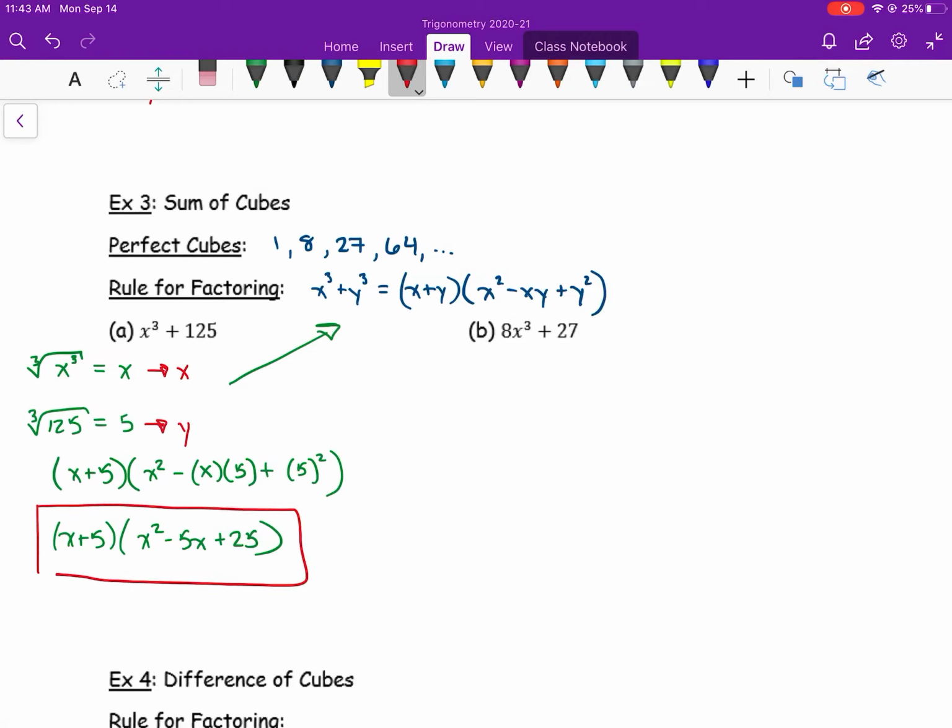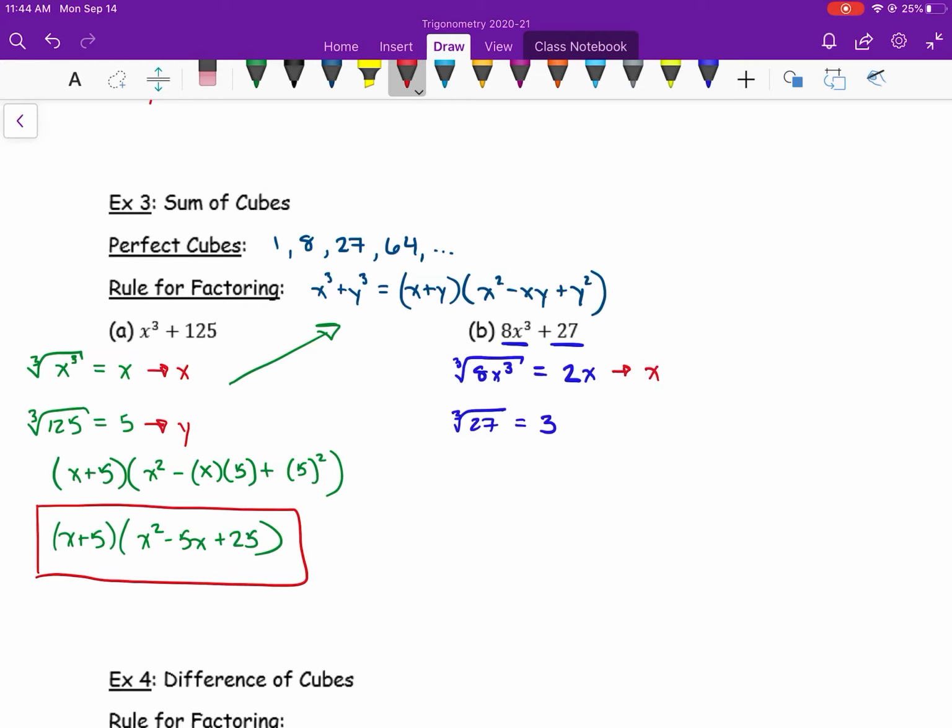Boom, and that is factored. So, moving right along. First thing I can remember, checking the terms, see if they're perfect cubes. Okay. Cube root of 8 is 2. Cube root of x cubed is x. Cube root of 27 is 3. Awesome. They're both perfect. That means we can use this rule.